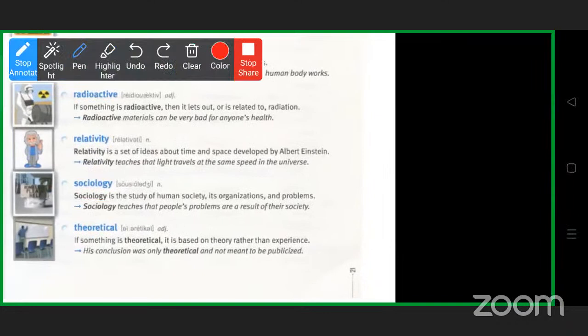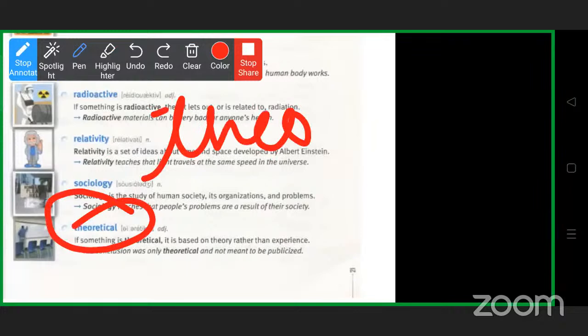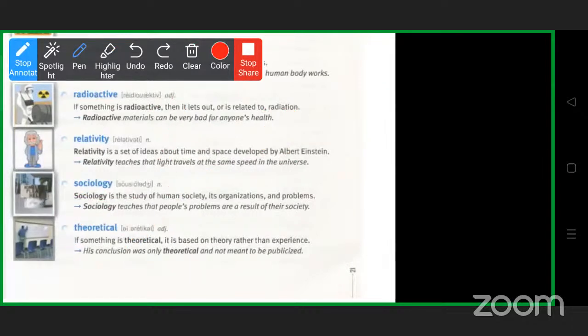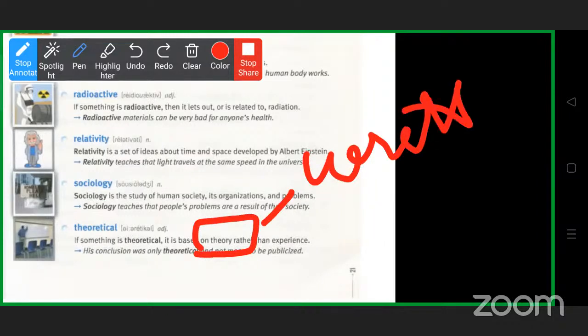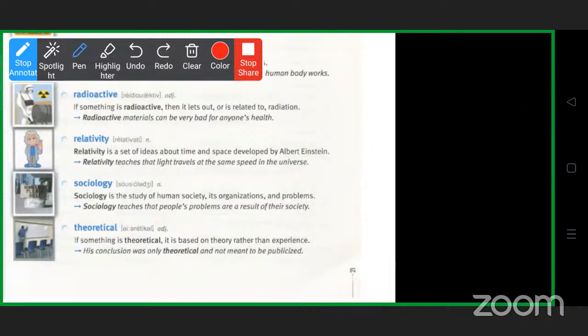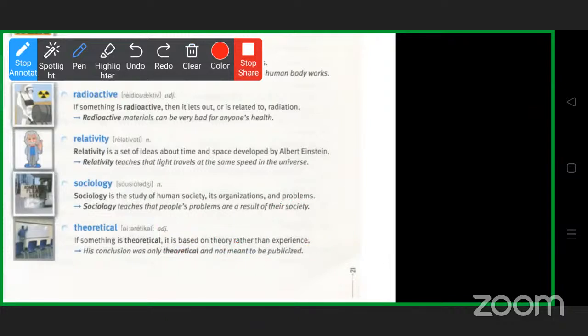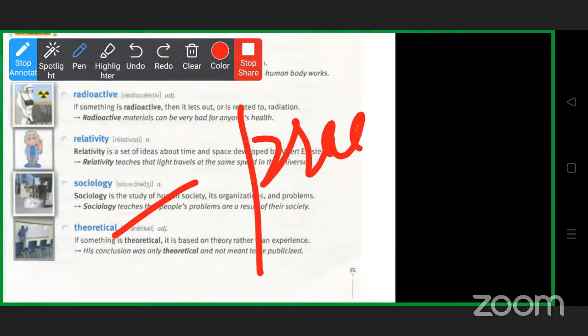Now the last word for the day is theoretical. Theoretical means based upon theory, or a particular theory. If we say theoretical, it's more towards just theory, more towards the written things rather than the practical things. People will not believe in the written things alone; they have to experience it, then it becomes practical. So theoretical's opposite word is practical.